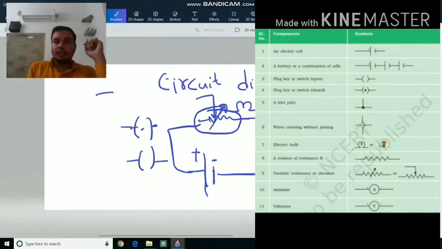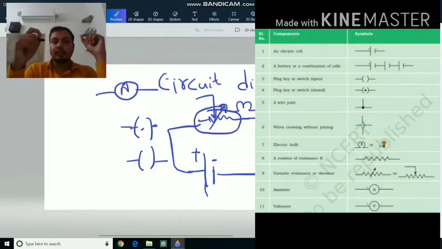Then I have told you that to measure current we use an ammeter. In which connection, series or parallel? You must remember it is in series. And when I measure potential difference or voltage, I use a voltmeter, and this time I will use it in parallel because the voltage remains the same in parallel connection while current remains the same in series connection.